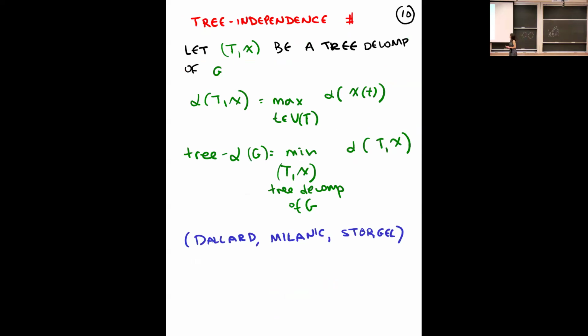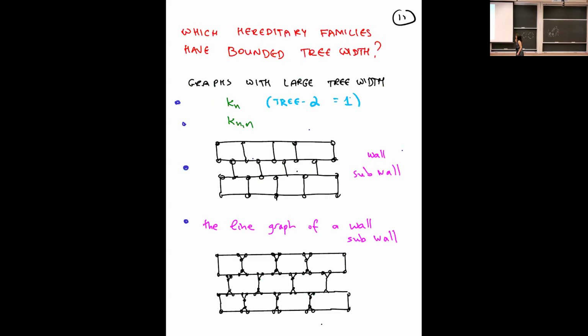Okay. So let me just say this once again more precisely. So far we had tree width, just the size of the bags. Now we're going to think about tree independence number, which is: you look at the tree decomposition, you ask how big a stable set you can find in a bag, and then you look at the tree decomposition where that is minimized. And this was introduced a few years ago by this group of people. Okay. So now let's talk about some theorems.